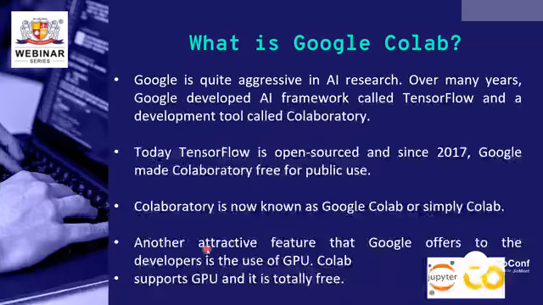Google is quietly aggressive in AI research. In the many years of development, they built an AI framework called TensorFlow and a development tool called Collaboratory. Today, TensorFlow is open source, and since 2017, Google made Collaboratory free for the public. Google started Colab for free, and it has GPU, that means the graphical processing unit, so you can process a high amount of data in Google Colab.